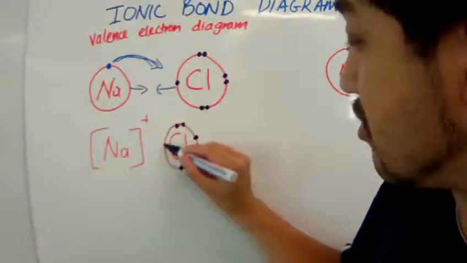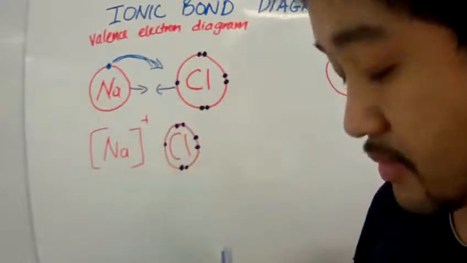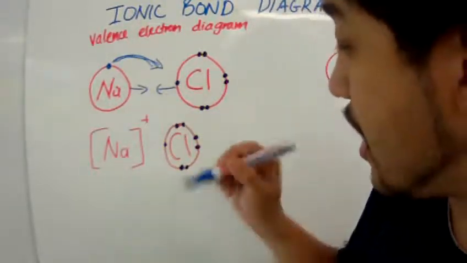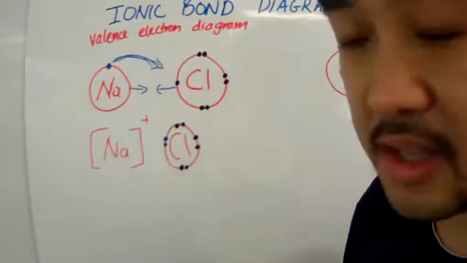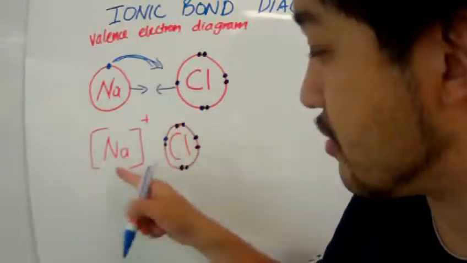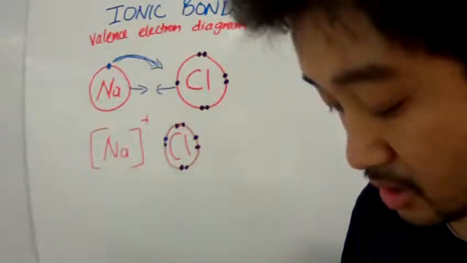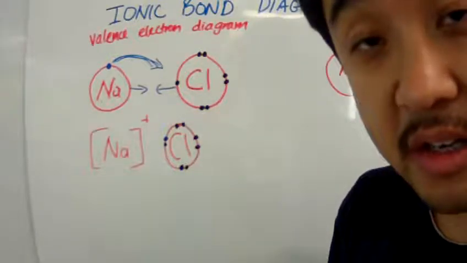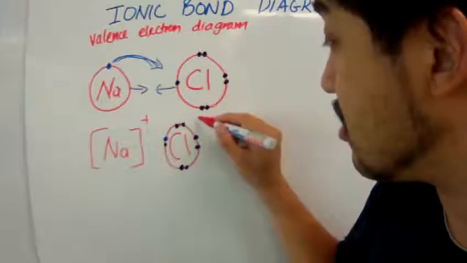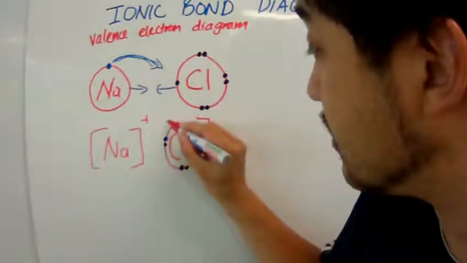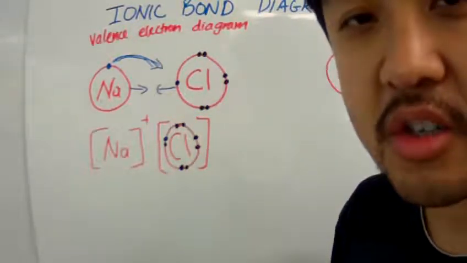And so you have the original 7 electrons for chlorine, and because you added another electron that was given by sodium, it's now become a chloride. And so it's an ion. And to represent that it's an ion, you draw the brackets as well. Okay? You draw the brackets.